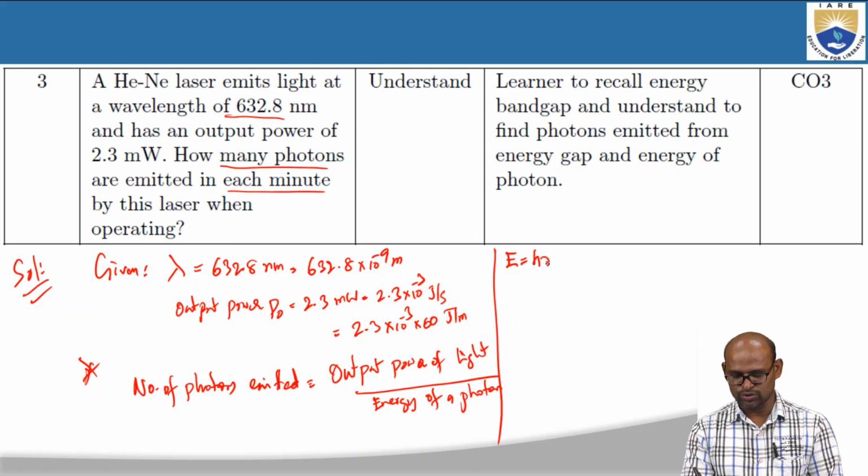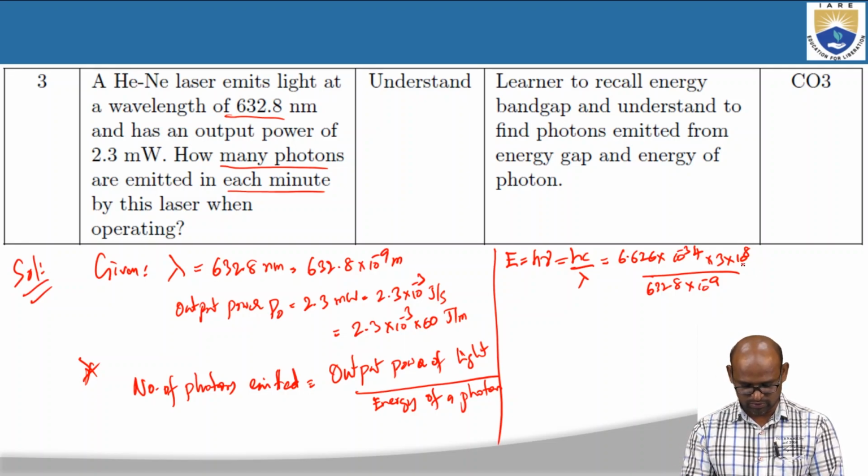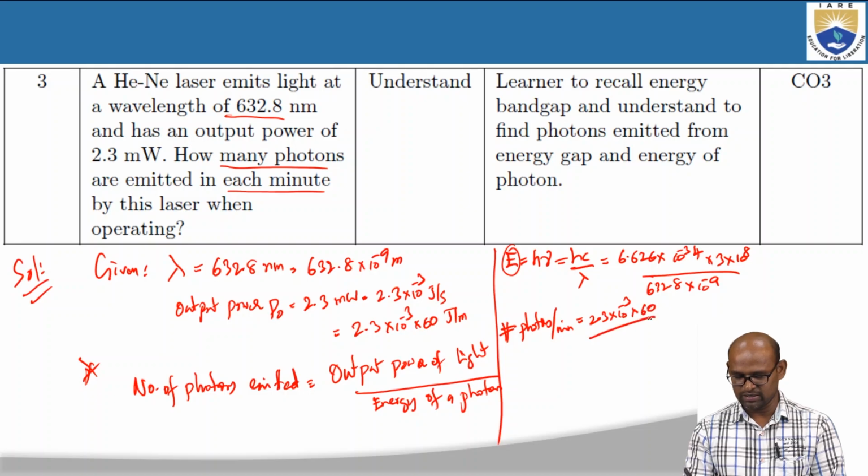Energy of a photon is h nu, that is hc by lambda. Here they have given lambda. So h is 6.626 into 10 power minus 34, into 3 into 10 power 8, divided by lambda, which is 632.8 into 10 power minus 9. By calculating the energy of each photon, whatever value we get, we are going to substitute here. So the total number of photons emitted per minute is equal to 2.3 into 10 power minus 3 into 60, divided by the energy hc by lambda, whatever we get.